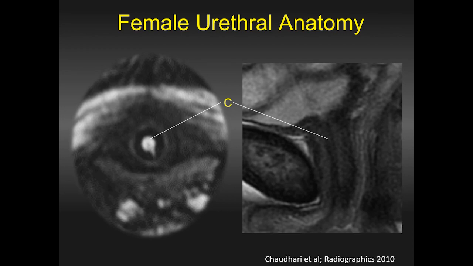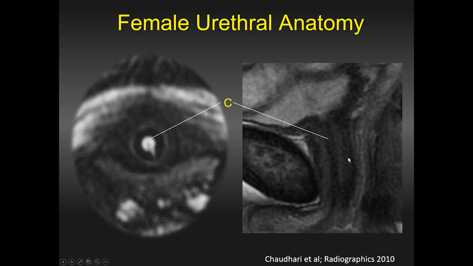Although the female urethra is relatively short compared to the male urethra, there are certain specific disease entities that affect the female urethra, and which are relatively easy to diagnose by MR, and hence the role of MR has taken on a key role in terms of diagnosing these conditions. So this is what a normal female urethra looks like on a T2 weighted sequence.